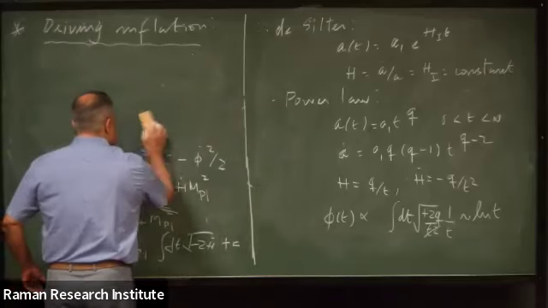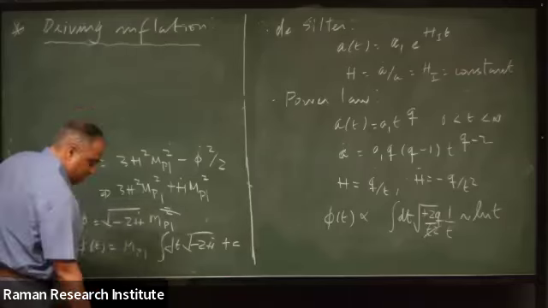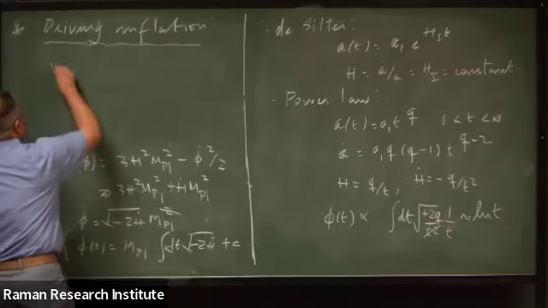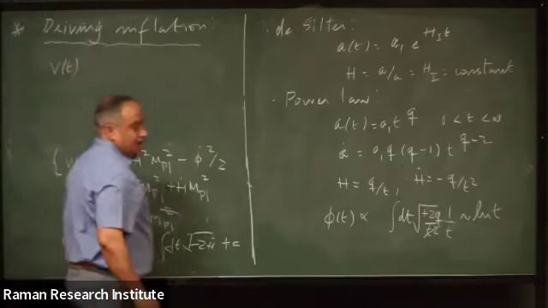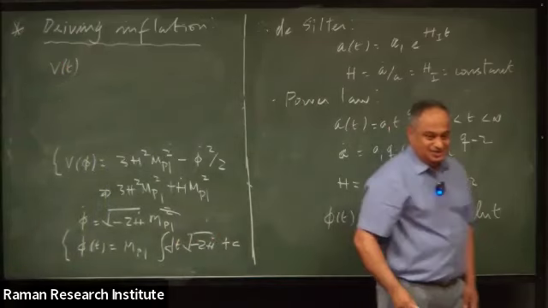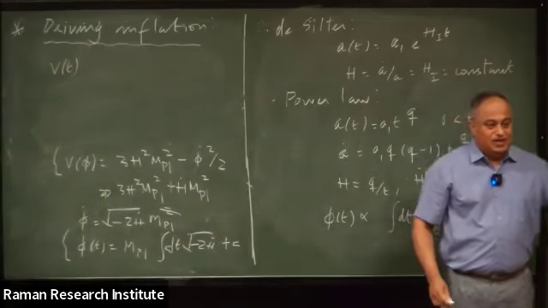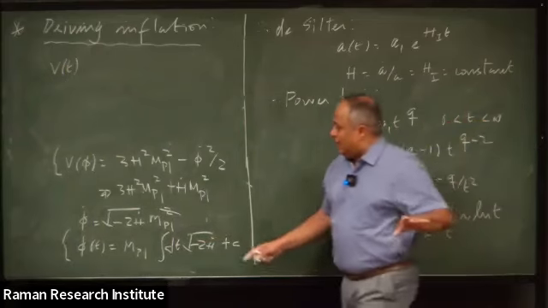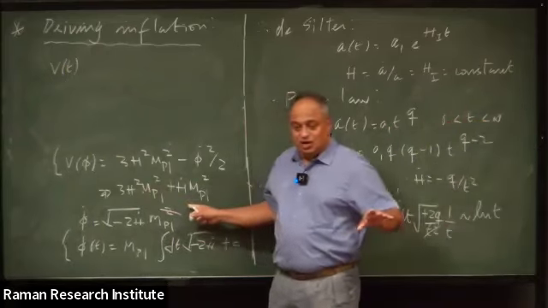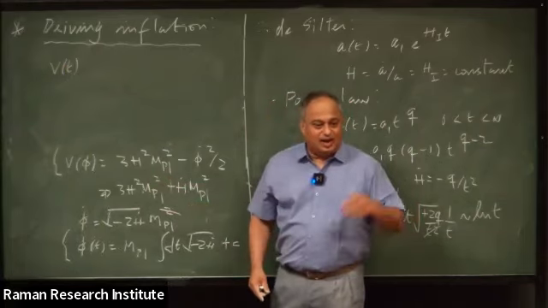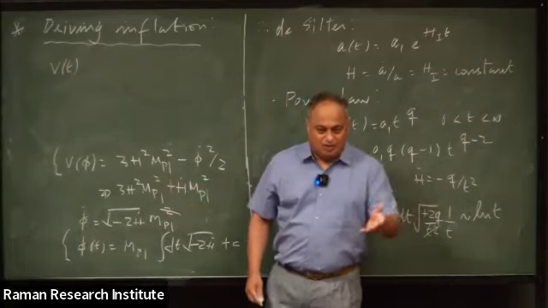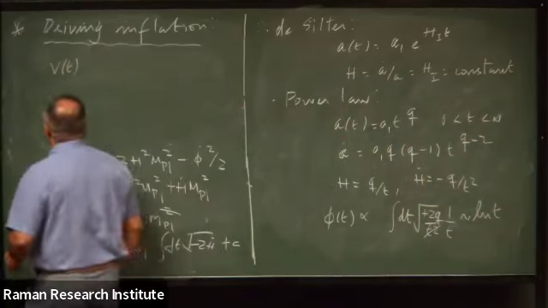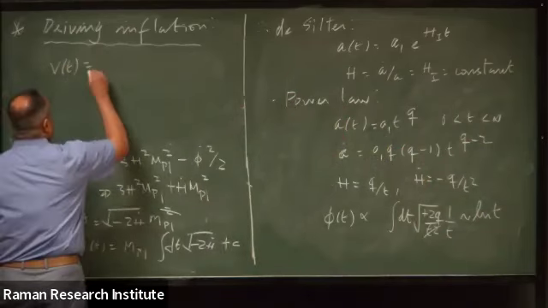Now, I need V of t. So what we are doing is we are reverse engineering the potential, right? Given A of t, we know phi of t, and if I know A of t, I know h of t, I know h dot of t, I know everything. I know V of t, I can parametrically construct V of phi. That's what we're going to do. Okay? So V of t is what?